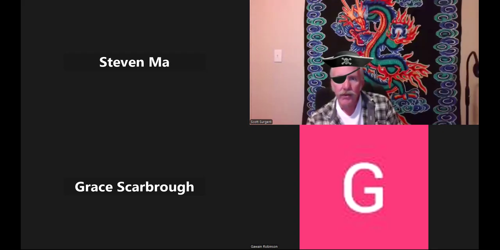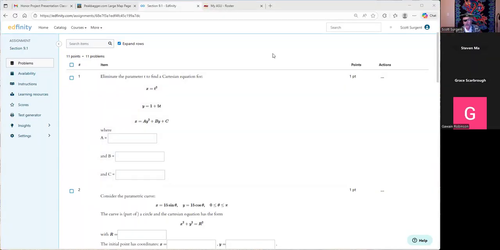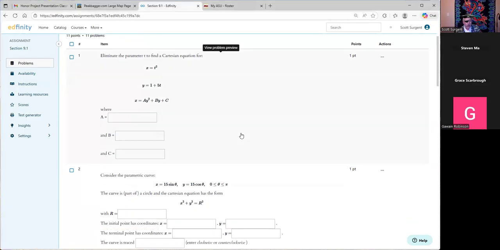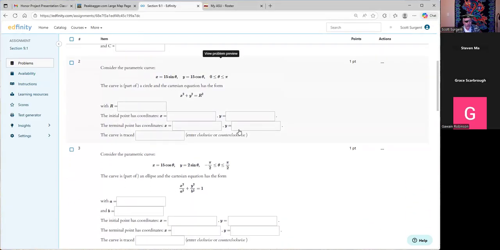So we're going to look at 9.1 and I'm going to share the screen. All right. Can you see that okay? Yeah. Are there any particular questions from here that you are wondering about?